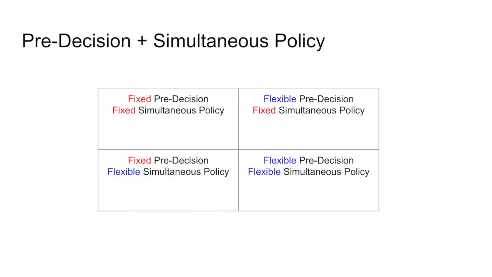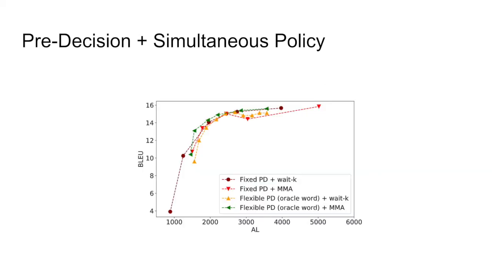Okay, next we'd like to see the performance of this 2x2 combination. So here is the quality-latency trade-off for the four settings. We can see the best setting is that we use a flexible prediction module and a flexible simultaneous policy, which is MMA.